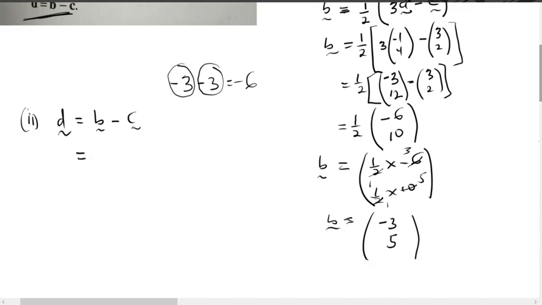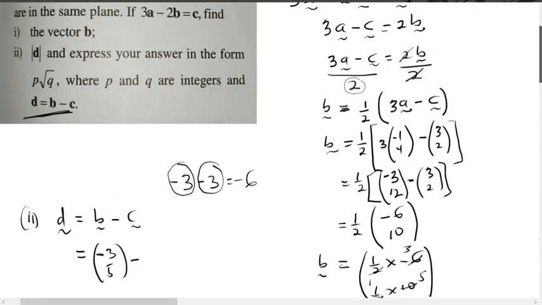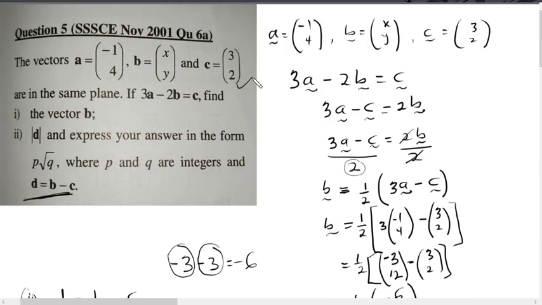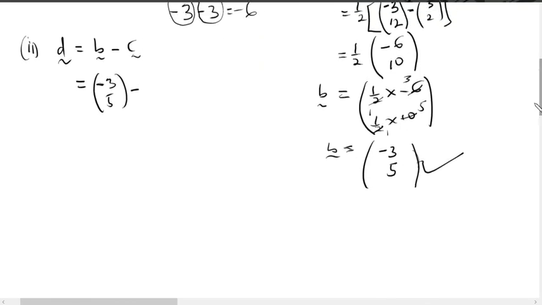So where is vector B? Okay, I have found vector B here. Vector B is negative 3, 5, minus vector C. Where is vector C? Vector C is known here, 3, 2. So I have negative 3 minus 3, and that is negative 6. 5 minus 2, I have 3. So that is vector D.